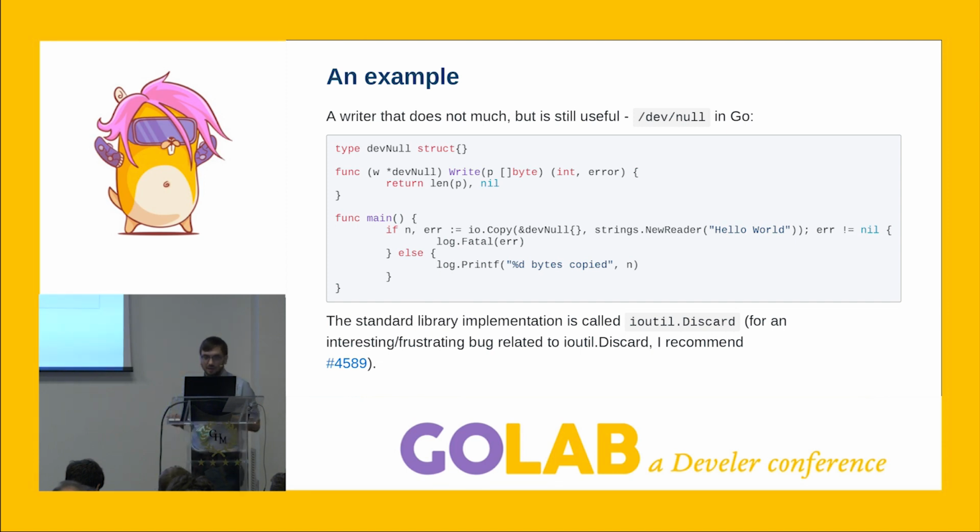So it's a sink. And we can just use this dev null everywhere we are requiring a writer. So I'm having a string here turned into a reader and then copied into dev null. So this would do nothing except io.Copy would report the number of bytes copied. The standard library implementation of this dev null is called ioutil.Discard. And there's an interesting, frustrating bug related to ioutil.Discard. If you're interested in very subtle race conditions, it's in issue number 4589.